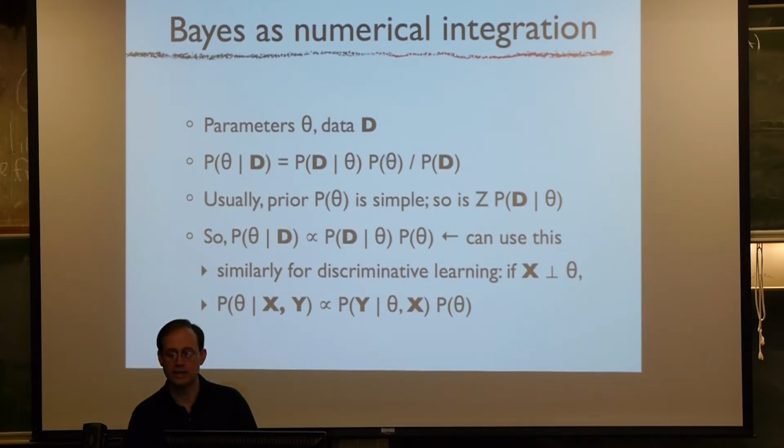Usually the prior p of theta is a pretty simple function. Usually the probability of data given the parameters is simple, except that it's not pre-normalized, right? So it might be given by a factor graph in which we have to compute the normalizing constant before we can use it. So this thing will be simple up to a normalizing constant, that's a normalizing constant Z, right? And so what we have is that p of theta given d is proportional to Z p of theta, p of d given theta, which we can compute, and p of theta, which we can compute, right?